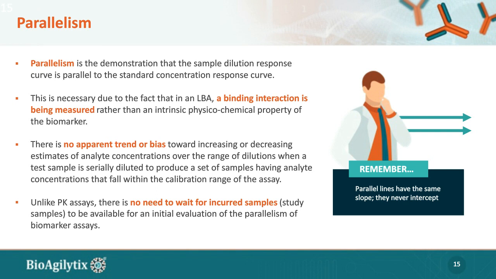But the beauty of performing parallelism for biomarker work is that, unlike a PK assay, where we have to wait until we actually go through phase 1 or so to get the incurred samples to perform parallelism, we can perform the parallelism studies early on by purchasing a series of normal and disease individual patient samples in a proper matrix.